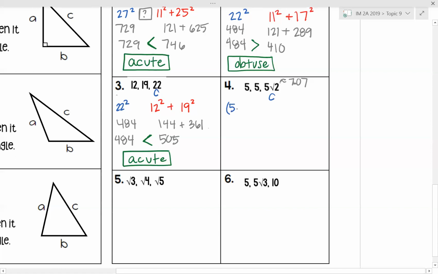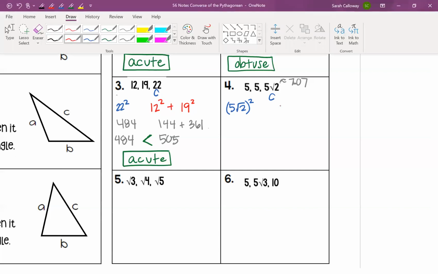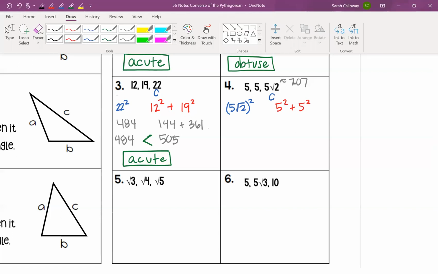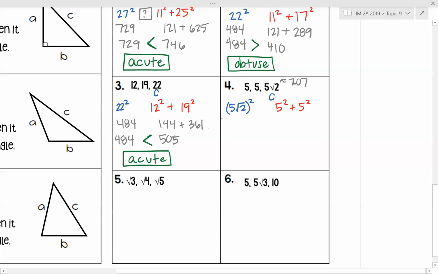So I'm squaring 5 radical 2. And then I'm adding the other 2 numbers squared and summed. So 5 squared plus 5 squared. Remember that when I'm squaring a product, I'm squaring both pieces. So this is like I have 5 radical 2 times 5 radical 2. And so I can multiply the piece in the radical together and the piece outside of the radical together. So 5 times 5 is 5. And then radical 2 times radical 2 is radical 4, which is just the number 2.